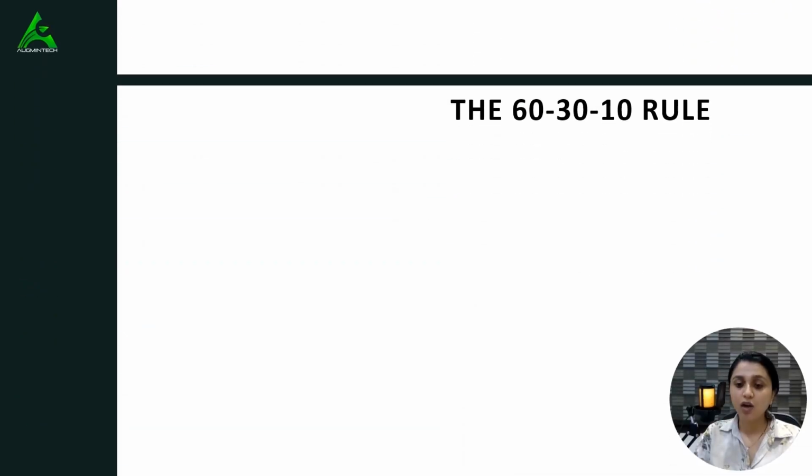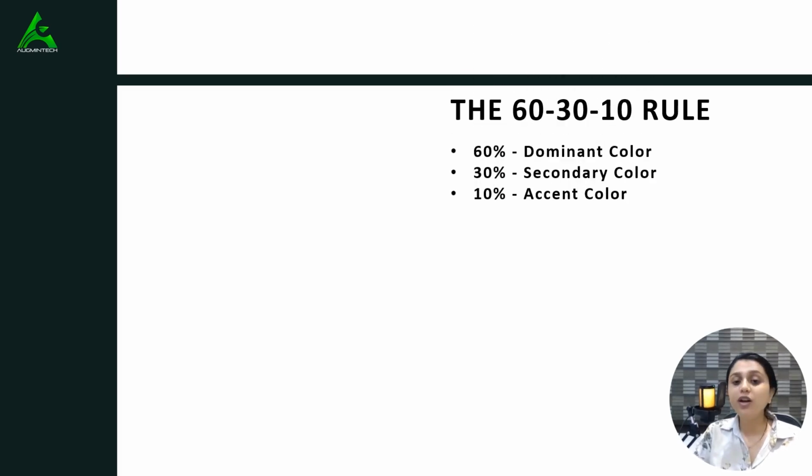Now, let's talk about the 60-30-10 rule. What is this rule? Let me just clear this out for you. There are no rules in interiors as such, but if you use this rule, you are going to end up with very balanced spaces, right? So, what does this rule say?